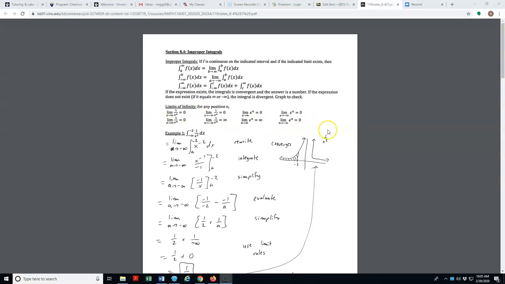The other thing we need to know are some limits at infinity. Now for us, the important ones are these first four, but we will occasionally see the others. So let's start with the good news, which is polynomials. If you've got 1 over x to the n, where n is positive, the limit, whether it's positive infinity or negative infinity, will end up being 0. So those are going to work out pretty nicely.